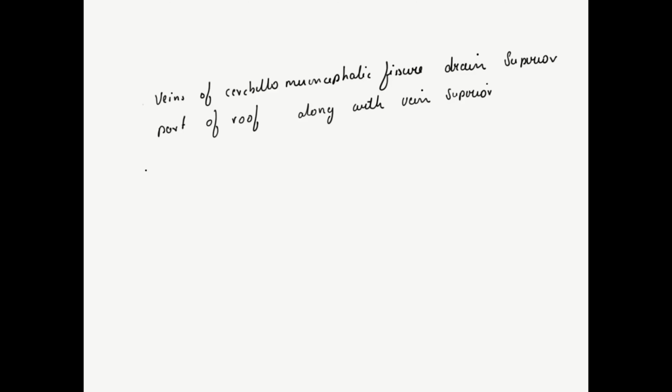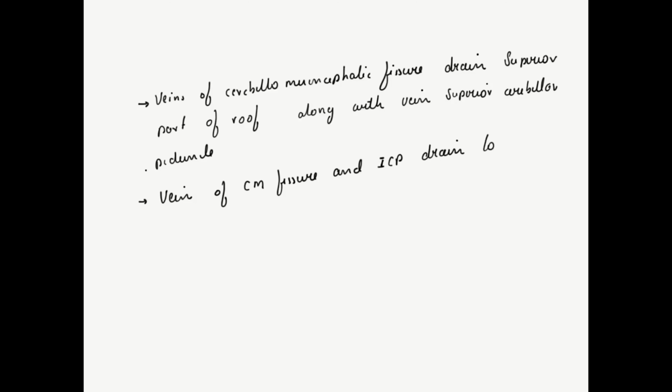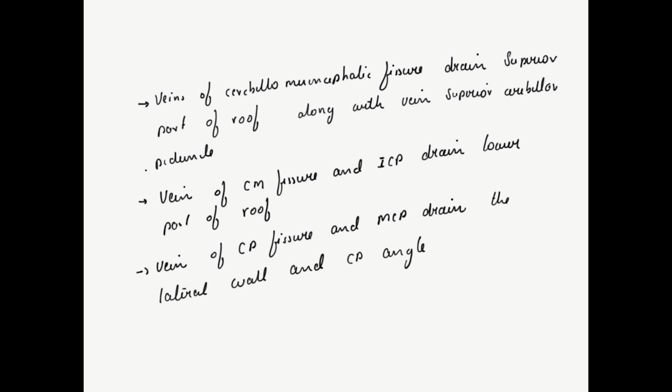There are certain veins, for example, the vein of the cerebellomesencephalic fissure along with superior cerebellar peduncular vein. They drain the corresponding fissure and the peduncle, and vein of cerebellomedullary fissure and inferior cerebellar peduncle drain the respective fissure and the peduncle. Similarly, we have cerebellopontine fissure vein and the middle cerebellar peduncular vein.